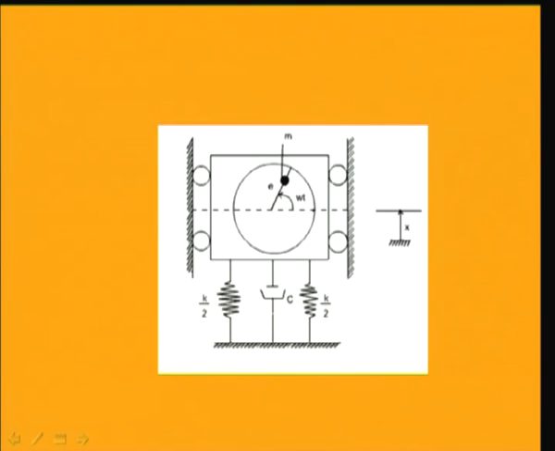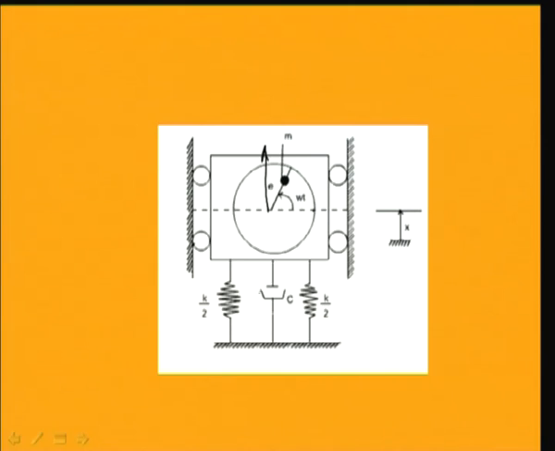If we restrict the motion in the horizontal direction by putting some guides, the system will vibrate only in the vertical direction. It will be subjected to a centrifugal force of m r omega square, which you can divide into two components. One is m r omega square sin theta in the vertical upward direction, and the other is m r omega square cos theta. The m r omega square sin theta component is responsible for the vibration of the machine.